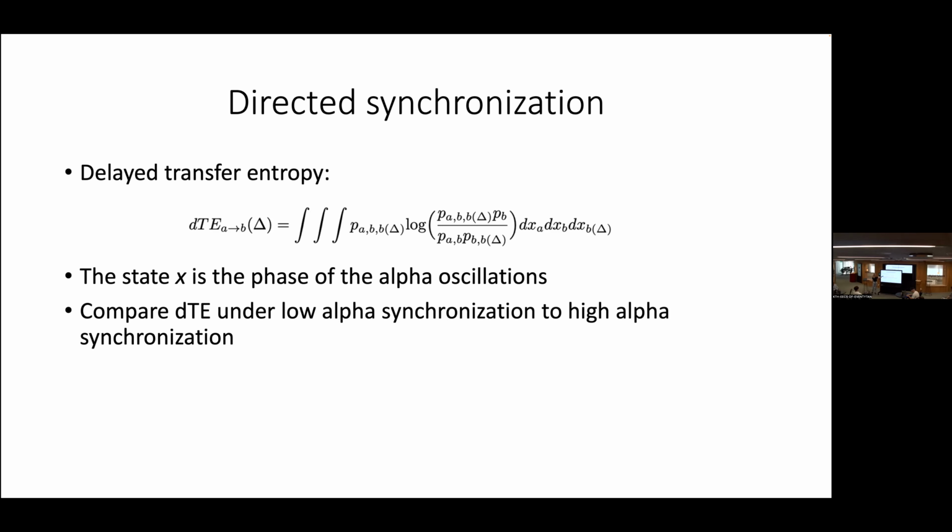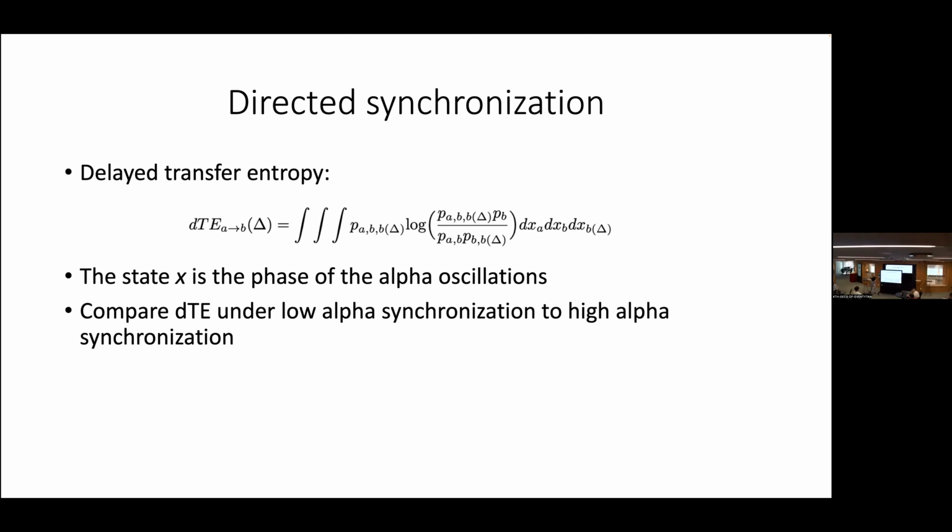The state X here that we're looking at is the phase of the alpha oscillation. So we just numerically estimate the probability distribution here, and we do this within the single subjects. It works because we have quite a lot, like a million time points from each participant over all these sessions. And we compare the delayed transfer entropy under low alpha synchronization versus high alpha synchronization.